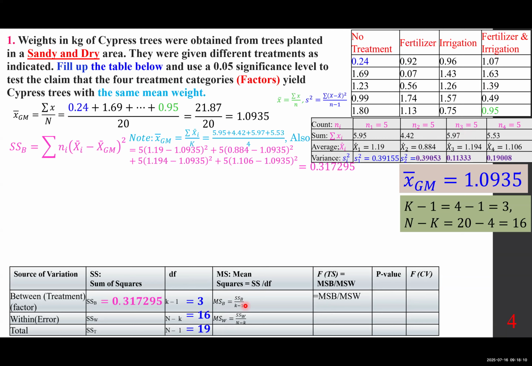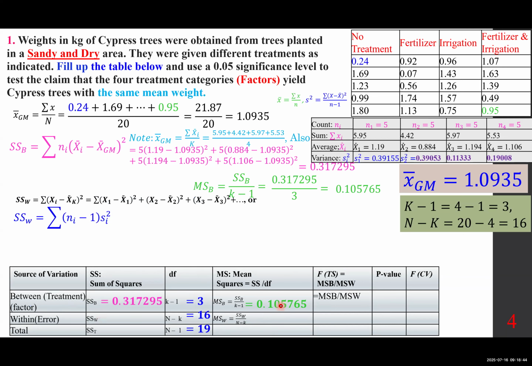The mean square would be the sum of squares divided by degrees of freedom. So this one by this one, and it goes in here. Now we want the sum of squares within. So that goes in here.